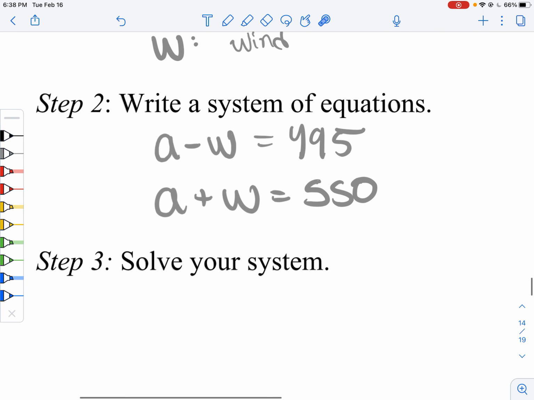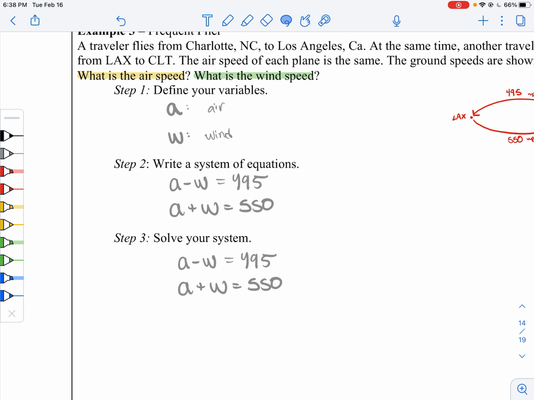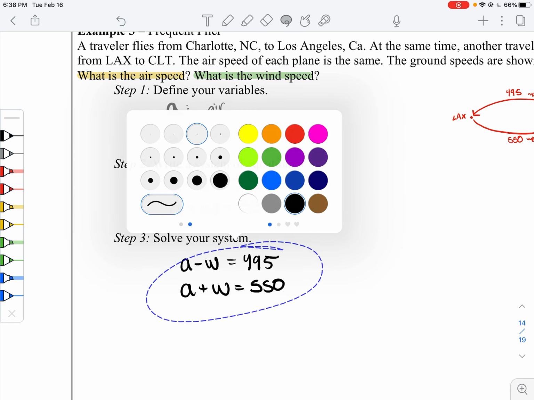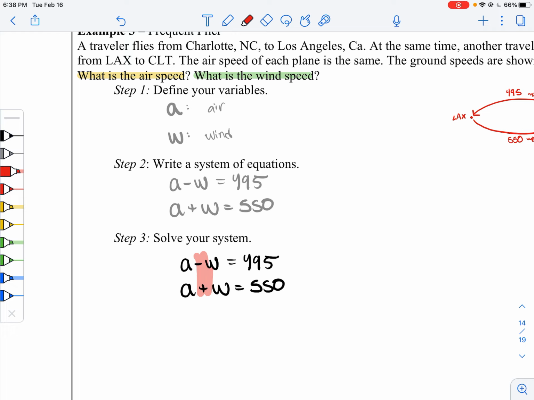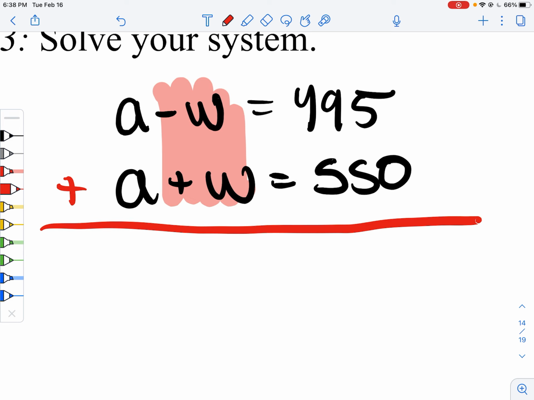Okay, so how are we going to solve this system? Well, I look at these and I say, wow, this eliminates really quickly. I've got the plus W and minus W. That's excellent. Let's use elimination.